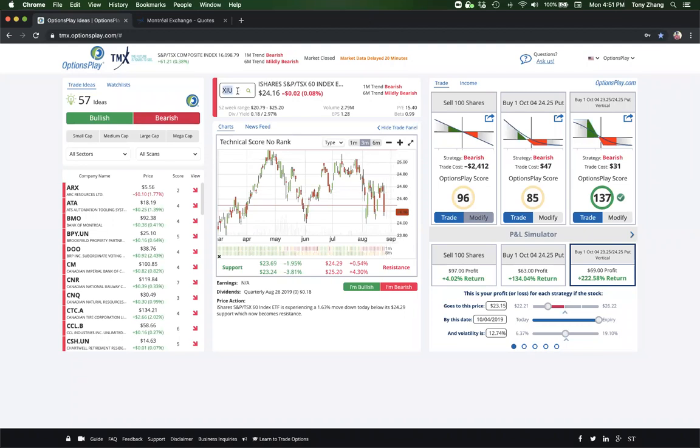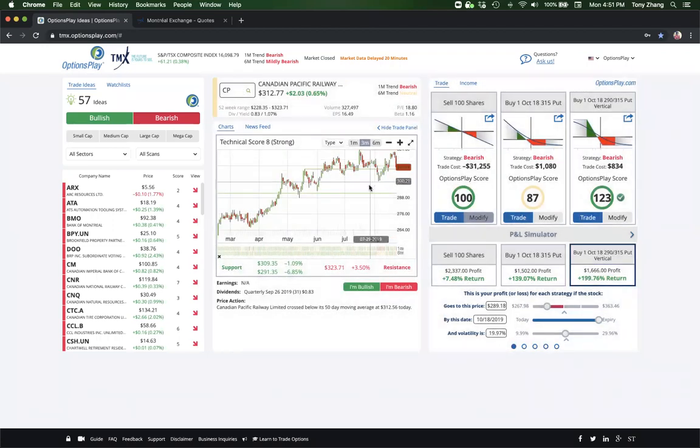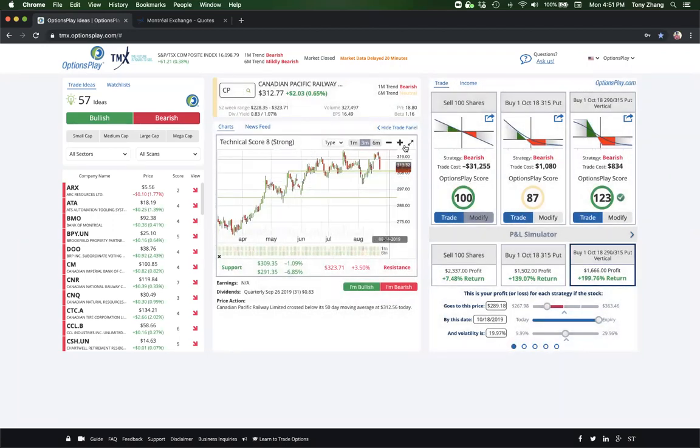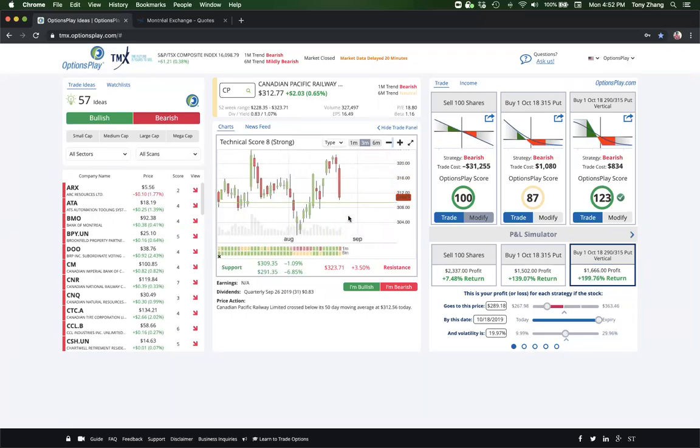So I was looking at a stock like Canadian Pacific Railway, a relatively strong stock compared to the overall market, still making relative highs as the markets were kind of moving sideways and near some major support levels. This is still continuing to make higher and higher highs and higher lows. And it was just trading around that 310 support level or so.